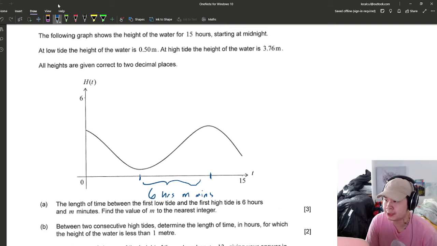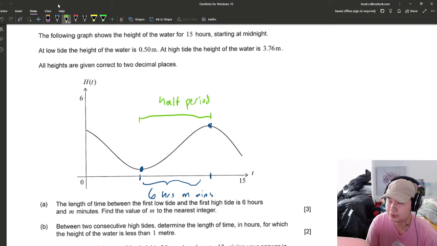So one thing to note about waves is the time between the minimum and the maximum, or vice versa, is always going to be half of your period. That means that your full period will double. In other words, it's 12 hours and 2m minutes.